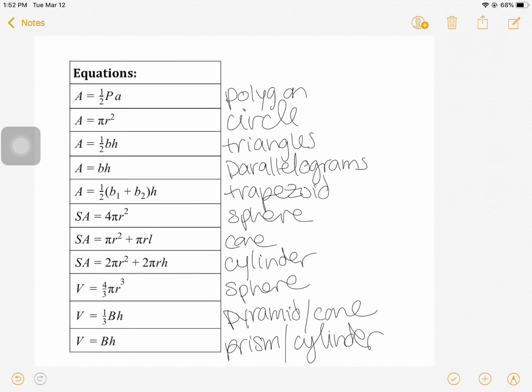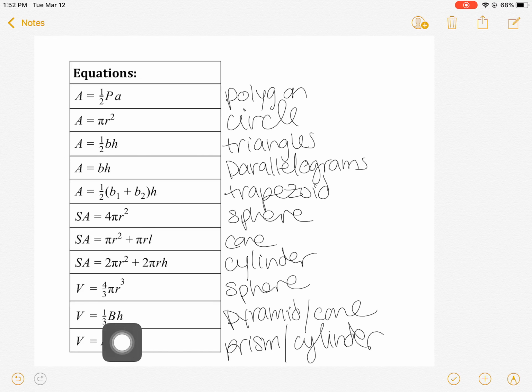Okay, your test over surface area and volume is coming up, so this video is going to go over a lot of the important things you're going to need to remember in order to be successful in that test. First off, remember that the first part of your test will be you telling me each of these equations, given the name off to the right. So I will give you a name, either for saying surface area, volume, or area, and you will have to identify for me these equations.